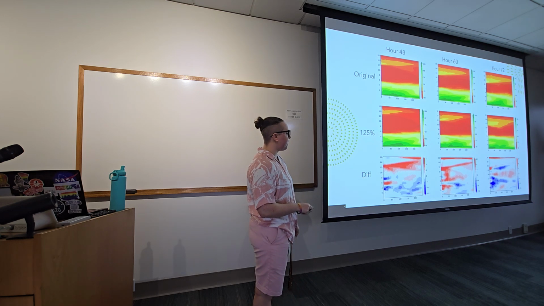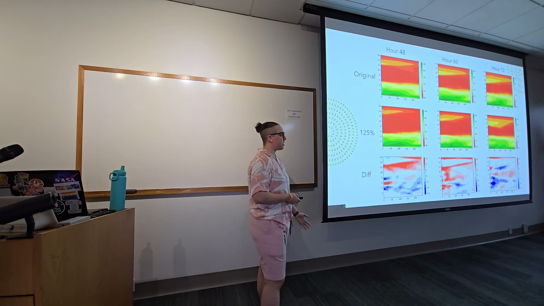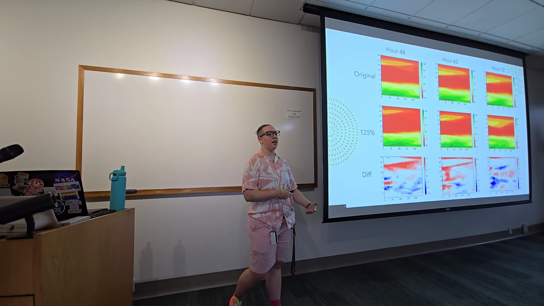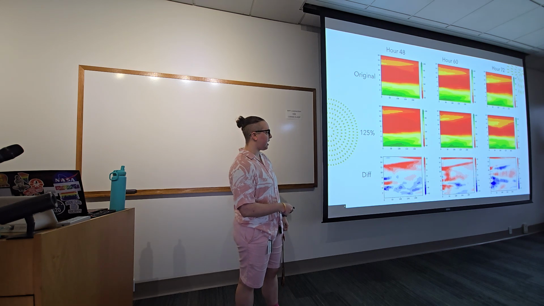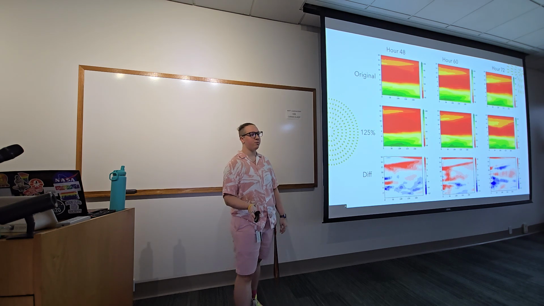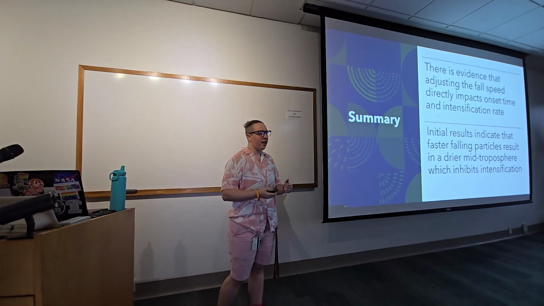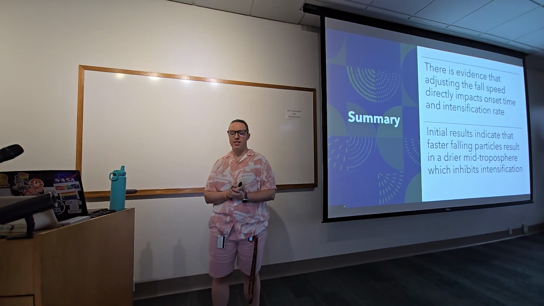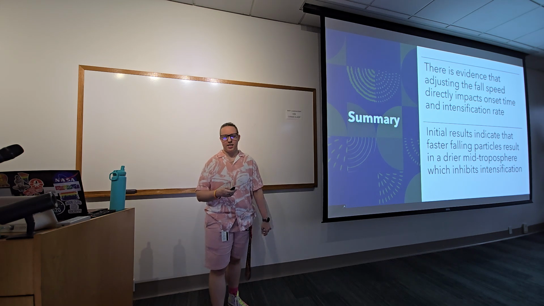Where you have the red values, that means that the original is more moist than the 125%. And this definitely agrees with one of our hypotheses that when you have faster falling particles, you can get less evaporation, and therefore our atmosphere is drier. We're seeing that because the middle of the troposphere is more red, which is saying that our original case has more moisture than our faster falling case. So there is evidence that if we adjust the fall speed, it could have impacts on onset time and intensification rates. And initial results indicate that faster falling particles do result in a drier mid-troposphere, which inhibits intensification.